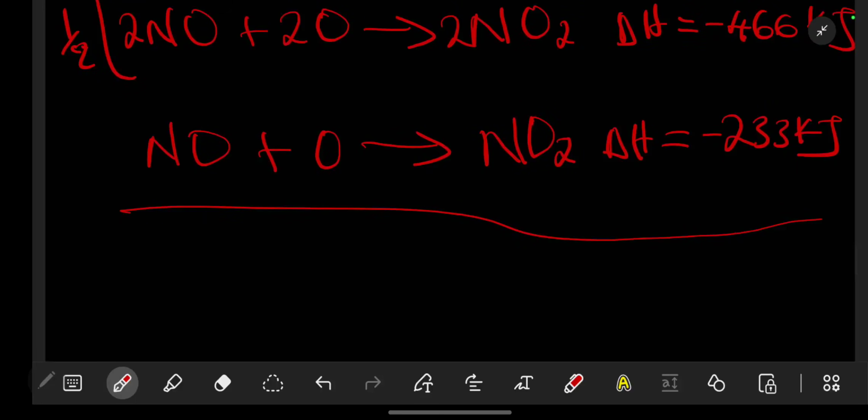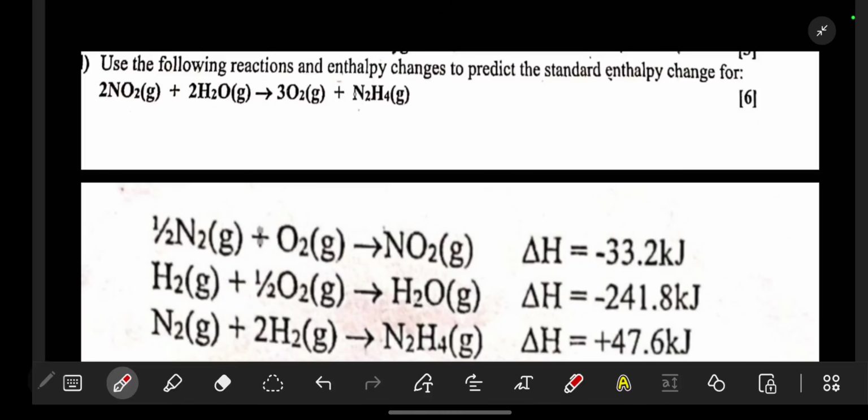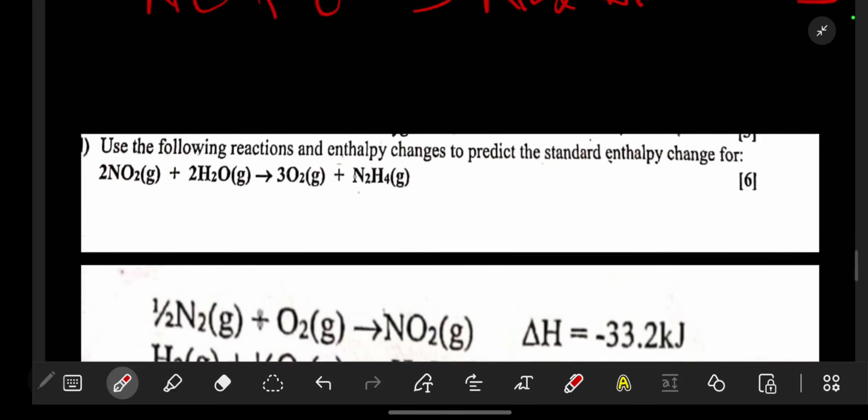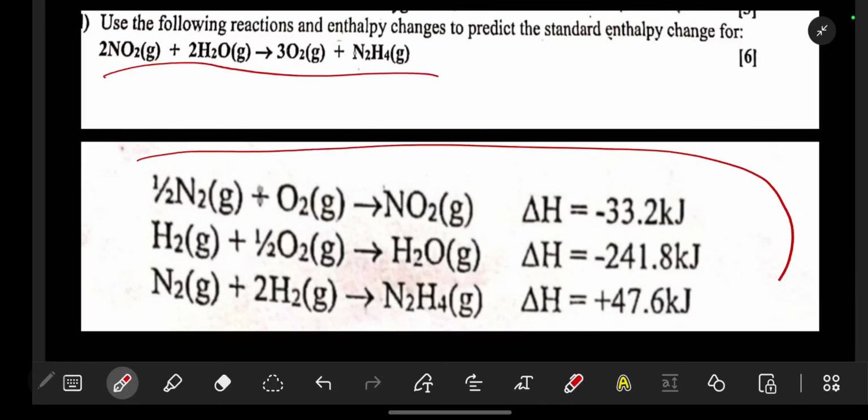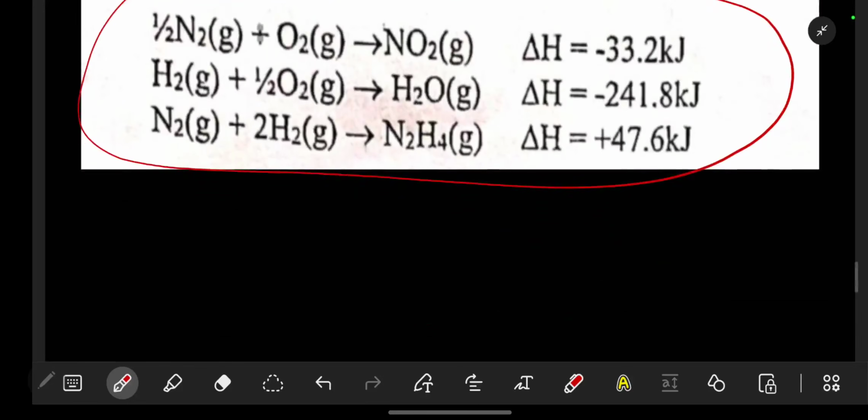Let's move on to our next problem. Looking at this other one, we have used the reaction and the enthalpy changes to predict the standard enthalpy change for this one. So how do we do this? So we want to find this equation using this equation.